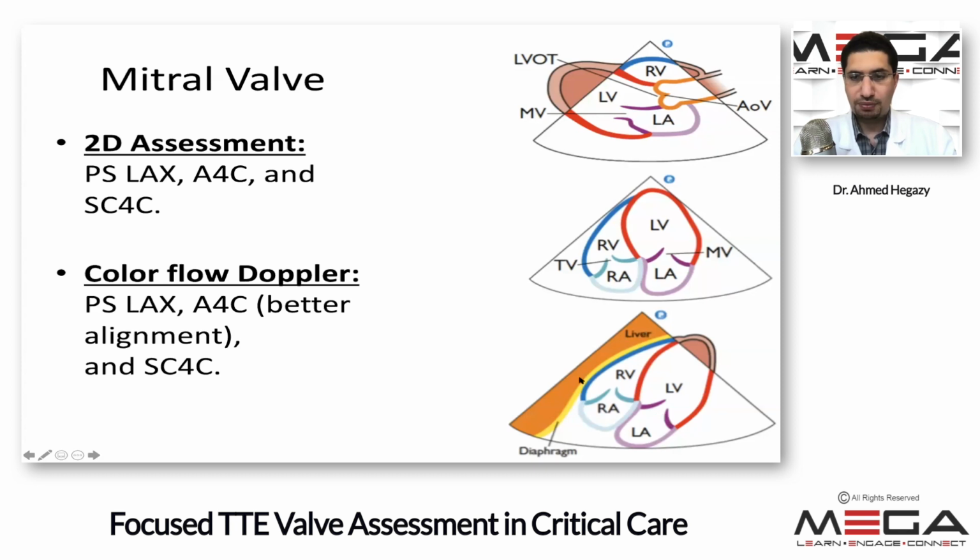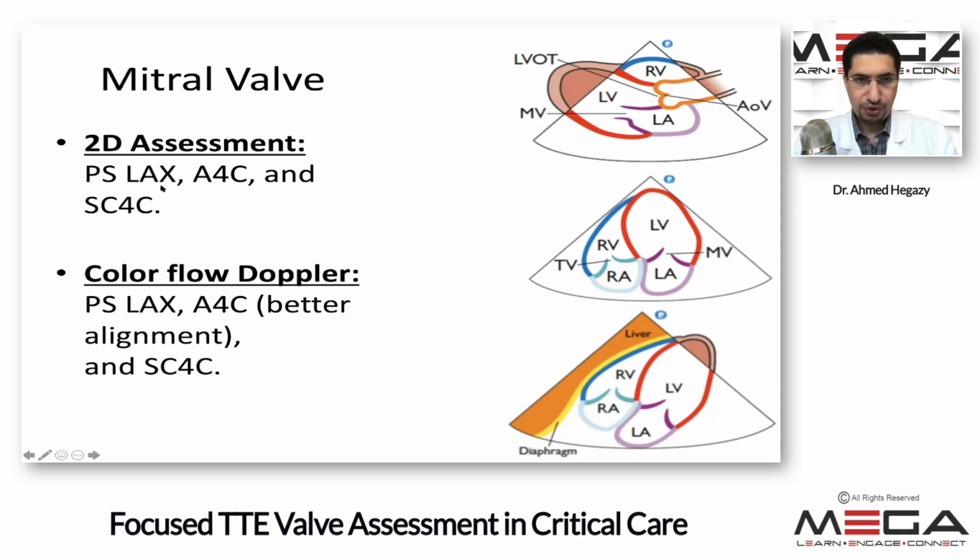And a lot of times your subcostal 4-chamber view in ventilated patients with high PEEPs is sometimes your best view, because your liver is your acoustic window and you're not having to go through lungs and negotiate the lungs. And so a lot of times the subcostal 4-chamber is a very helpful view in patients on high PEEPs.